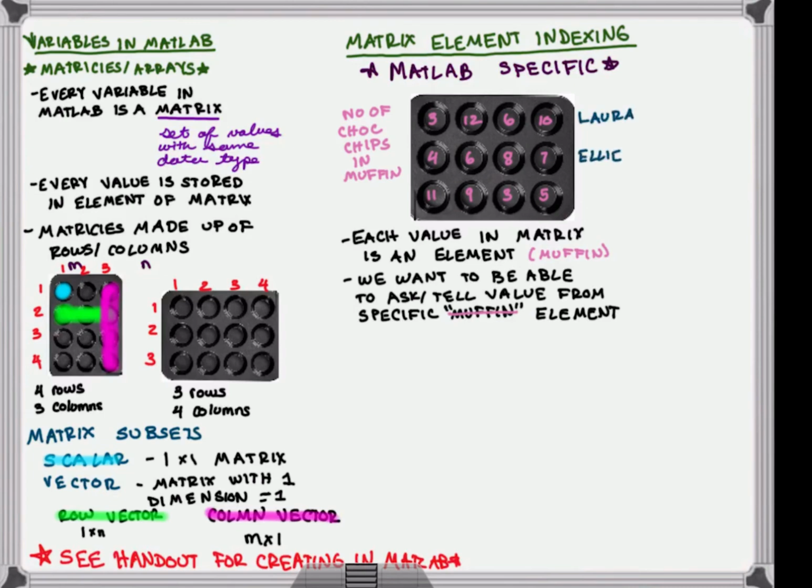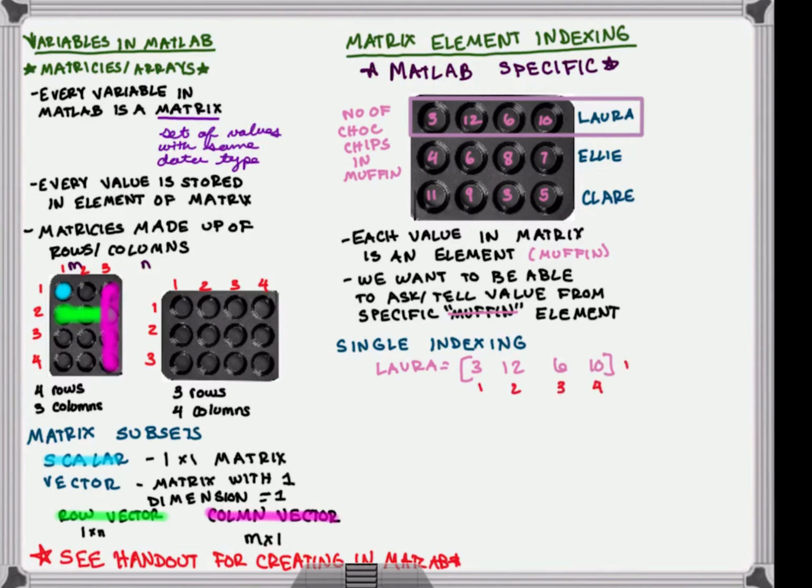Okay, so I'm going to label these. This top row is for me, middle row is for my daughter Ellie, and the bottom row is for my daughter Claire. We can do this using single indexing, so we'll talk about that first in this video. I'm going to take my muffins, and write it in as a row vector. In my row, I have a muffin with 3, and then a muffin with 12, and then a muffin with 6 chocolate chips, and lastly a muffin with 10. So this has 1 row, and this has 4 columns.